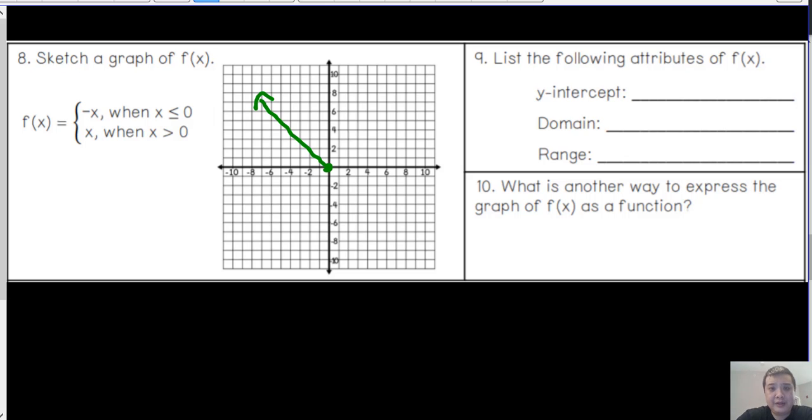And then we'll graph the next one in blue. x when greater than or equal to 0, or greater than 0, so theoretically an open circle, but it's already filled in from the last function. So this is going to be a continuous one, and it has a slope like that.